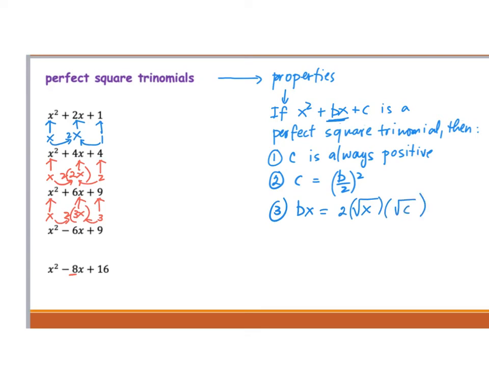And these are the properties or the patterns that you will look for if you want to check if a given trinomial is a perfect square or not. Let me go back here and make a little correction. I need to put a little square here.